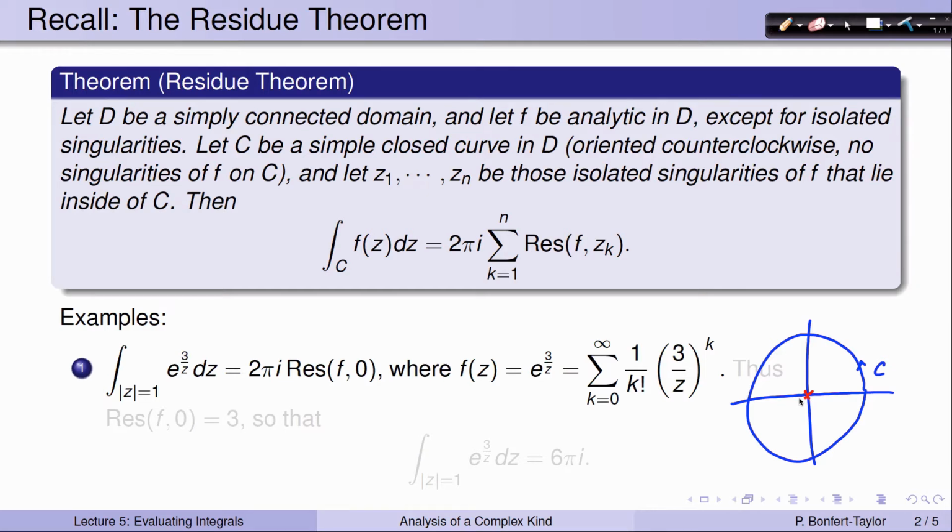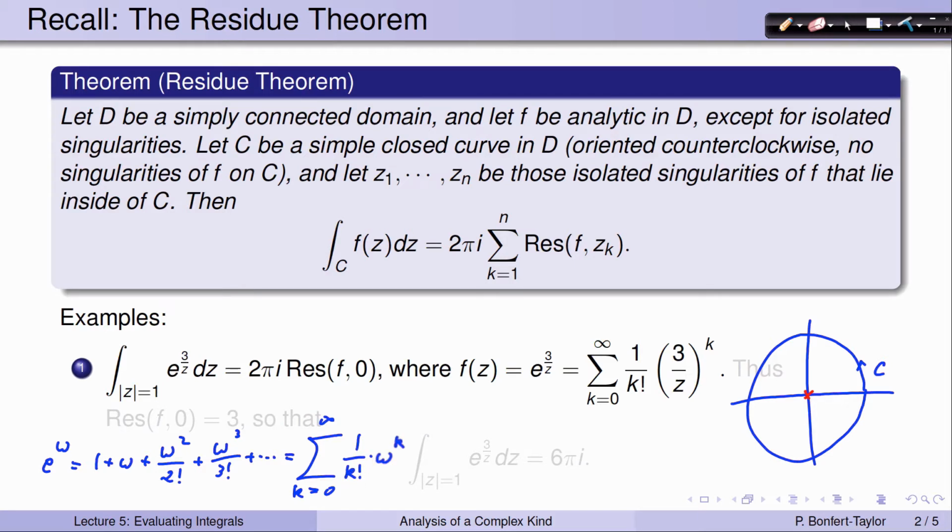The integral can therefore be found by the residue theorem as 2 pi i times the residue of f at 0. How do we find that residue? First, we remember that the exponential function has a Taylor series representation centered at the origin as 1 plus w plus w squared over 2 factorial and so forth. If we write that in summation notation, that is the sum k from 0 to infinity of 1 over k factorial times w to the k.